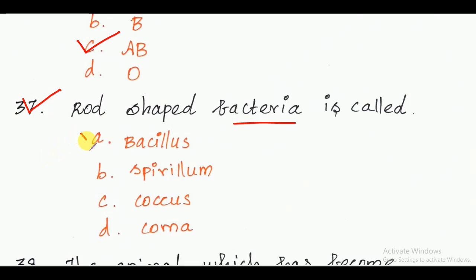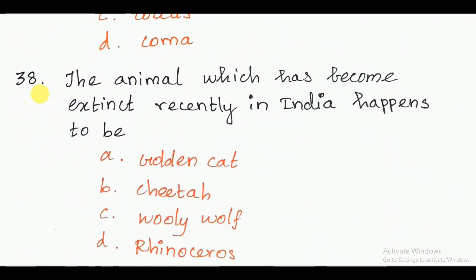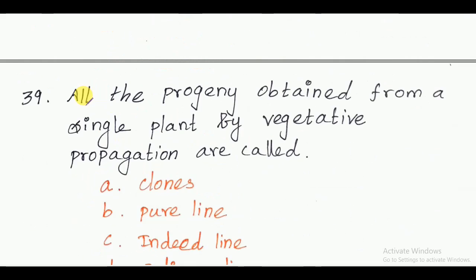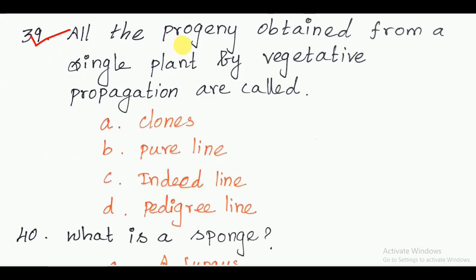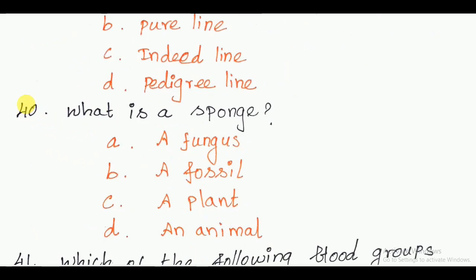Next. Rod-shaped bacteria are called bacillus. Next. The animal which has become extinct recently in India happens to be the cheetah. Next. All the progeny obtained from a single plant by vegetative propagation are called clones. Next. What is a sponge? The answer is an animal.